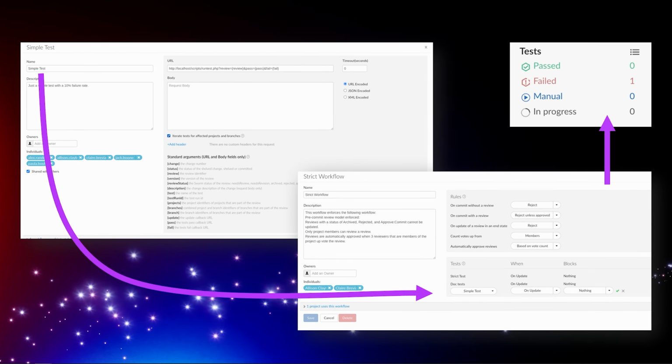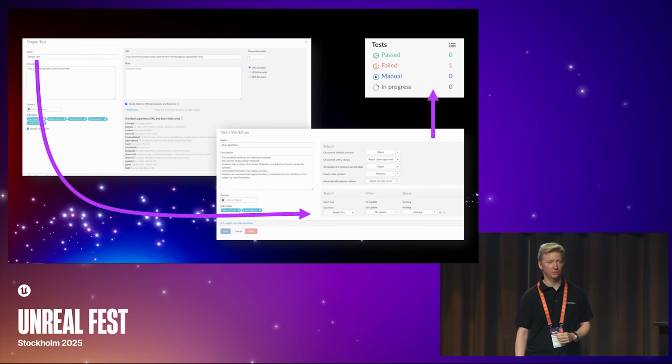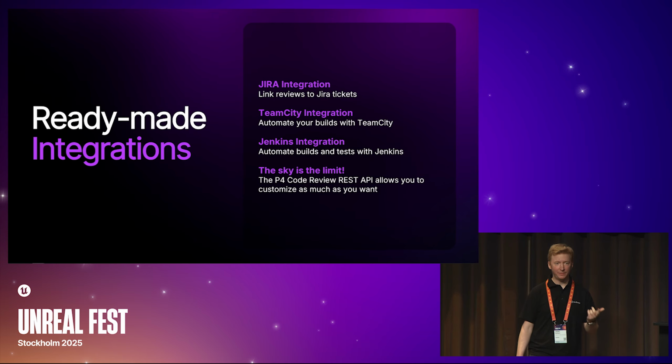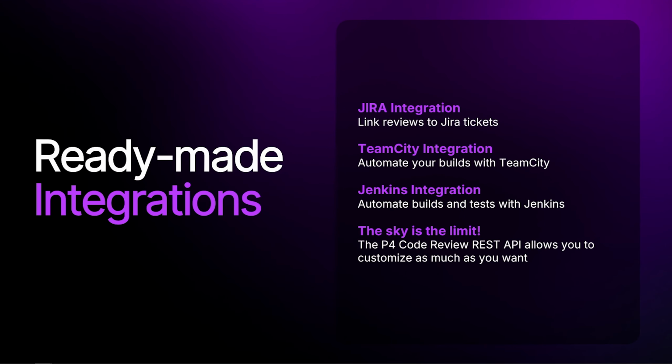So automating things in P4 Code Review is relatively straightforward to try out. You set up your test and tie it to your workflow, which is where you can see all the arguments, and then you get quick feedback immediately in the tool on which have passed and which have failed, and you have options to rerun them manually and so forth as well. We also offer a number of ready-made integrations: Jira, TeamCity, Jenkins, and we also have a REST API that we know many people are using for various integration needs.